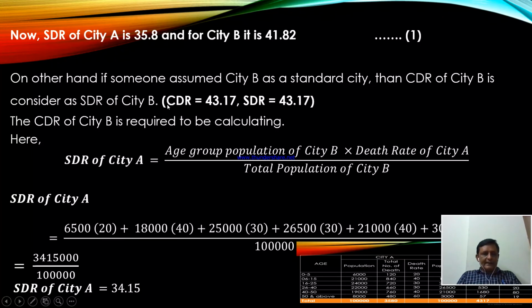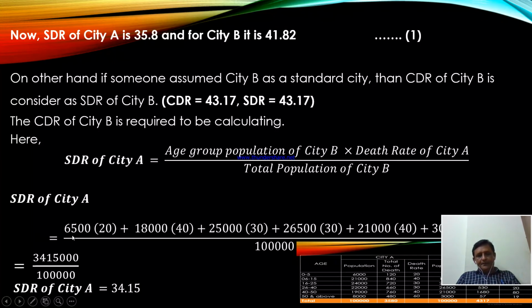So what happened? As we standardized city B here, we require to calculate the SDR for A. So what formula do we have to change? Age group population of city B into death rate of city A. Let me recall again. Here we are going to calculate the SDR of city A. That means I have to multiply the death rate of A with the population of B and divide by the total population of B. Here you can find it in a table.